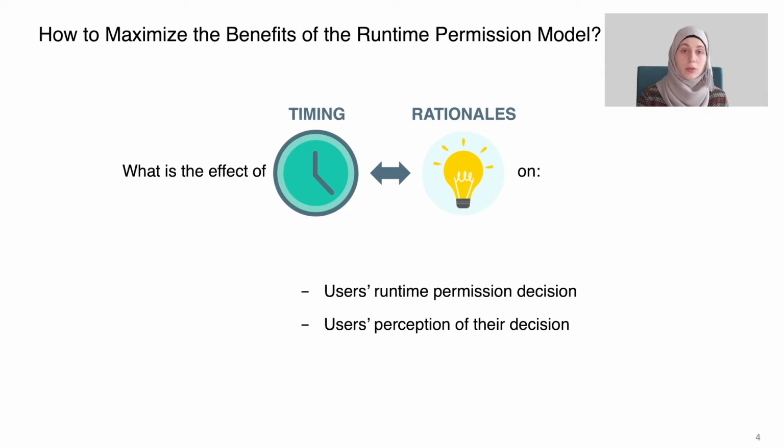In this work, we focused on the 2 variable factors of this model. More specifically, we aimed to understand the effect of timing, rationales, and their interaction on users' runtime permission decision, and also on their evaluation of their decision to infer whether this decision was made according to users' individual privacy preferences in a given context. Later in this talk, I will also discuss how our findings fit to Google's guidelines on how developers should request permissions, and also how they fit into a more general context.